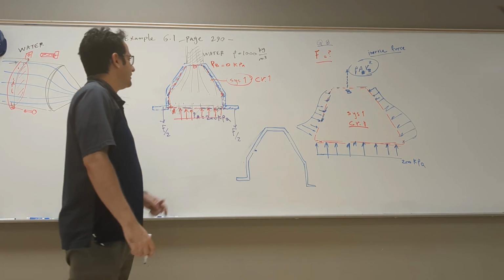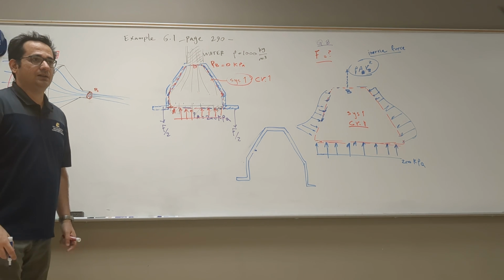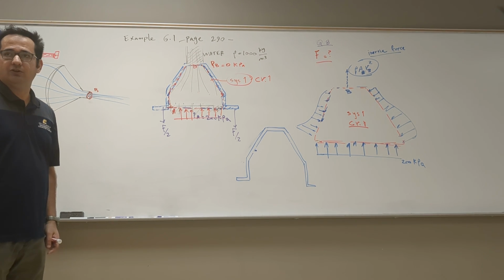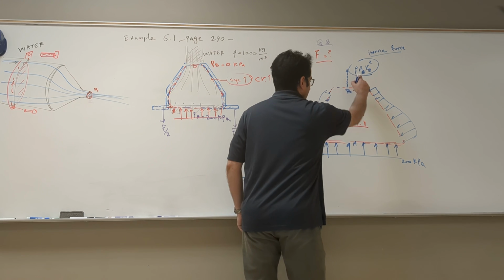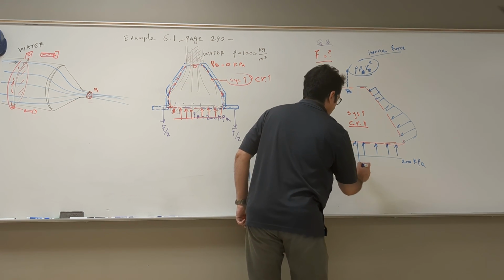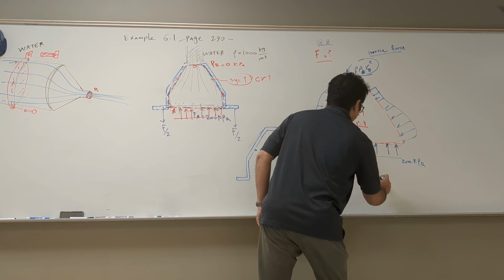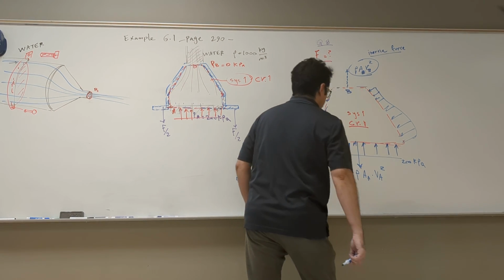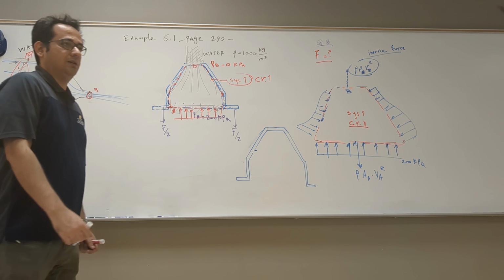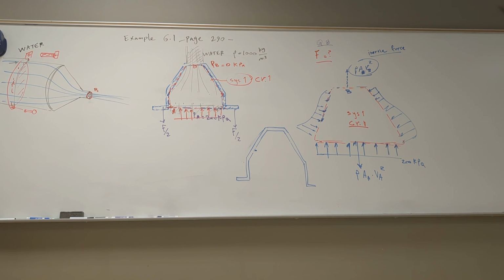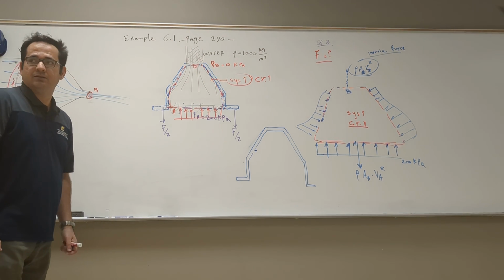What else do I have here? Again, an inertial load. What's the inertial load? Rho A at A times V at A squared, but it goes in the negative direction.